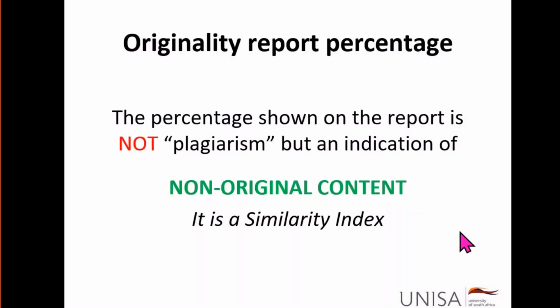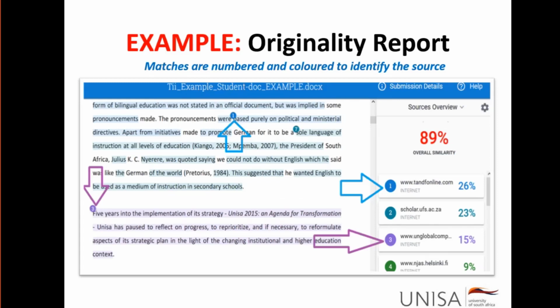So please note that your similarity index only shows you how much of the content is not original. It does not say that you plagiarized or not. This is not what Turnitin does. It does not accuse the author or the submission of plagiarism or plagiarized content. It simply identifies the non-original text found within the document itself.